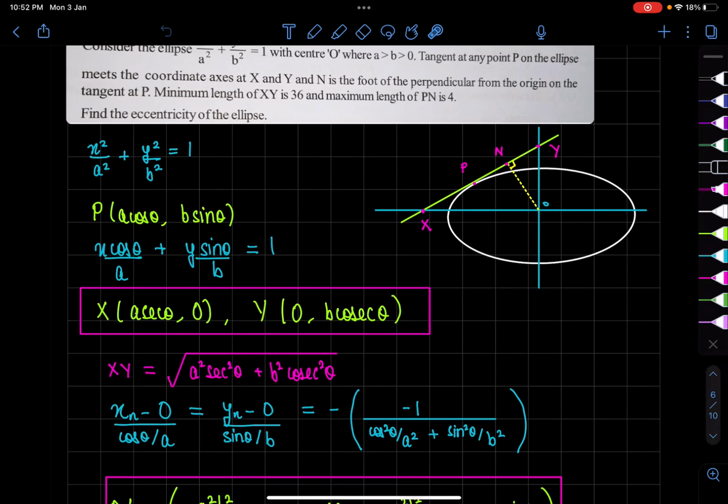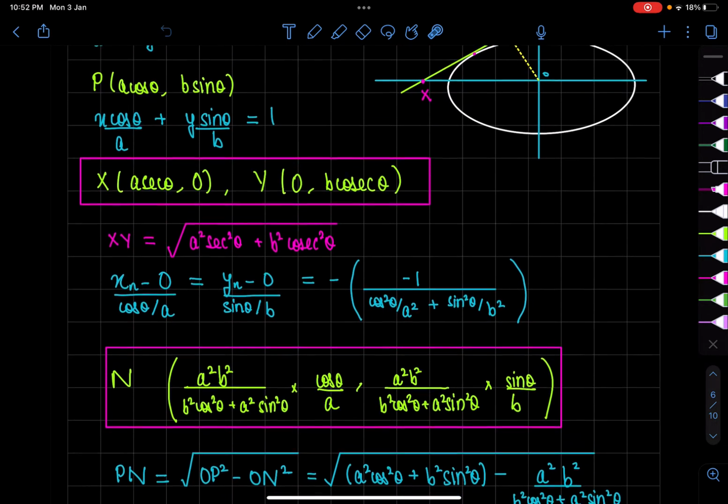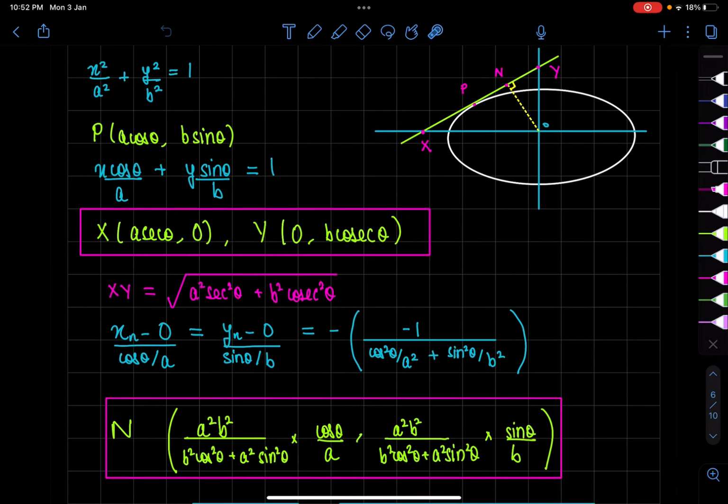So the length of XY can be easily calculated as the square root of a square sec square theta plus b square cosec square theta. The next step is to calculate the coordinates of the foot of the perpendicular point N. I've directly used the formula for the foot of the perpendicular.